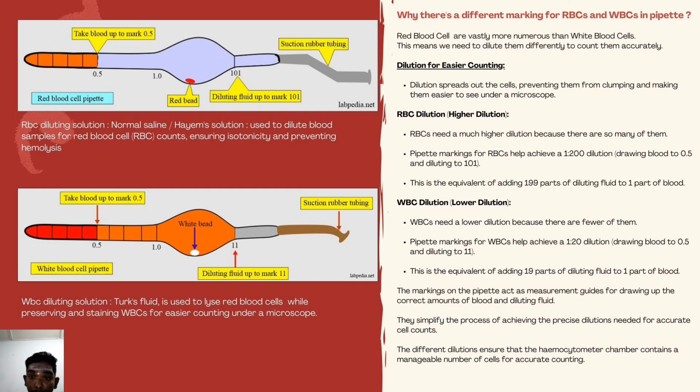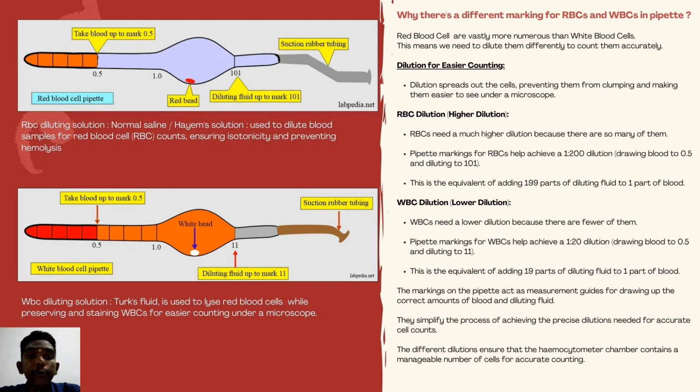The marking on the pipette acts as a measuring guide for drawing up the correct amount of blood and diluting fluid. This simplifies the process of achieving the precise dilution needed for accurate cell count. The different dilutions ensure the hemacytometer chamber contains a manageable number of cells for accurate counting. Let's see what diluting solutions are used for RBC and WBC.